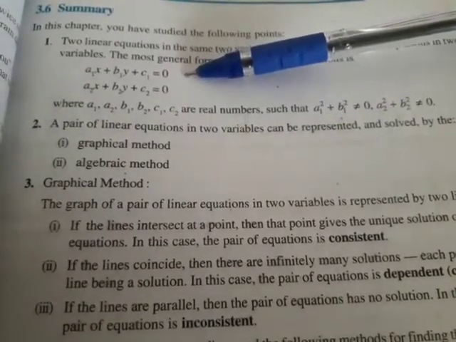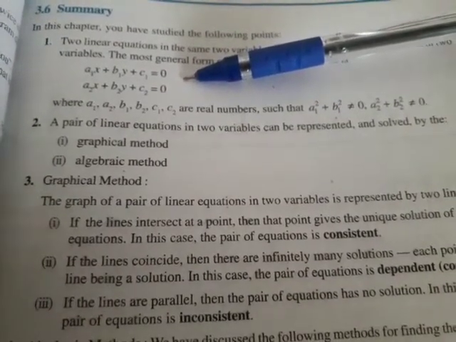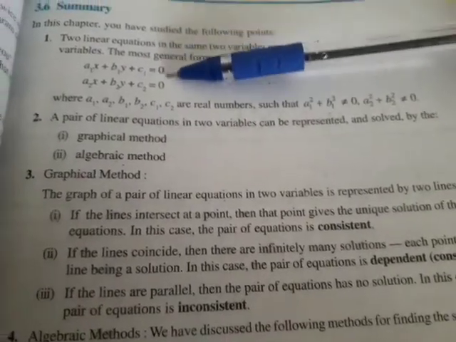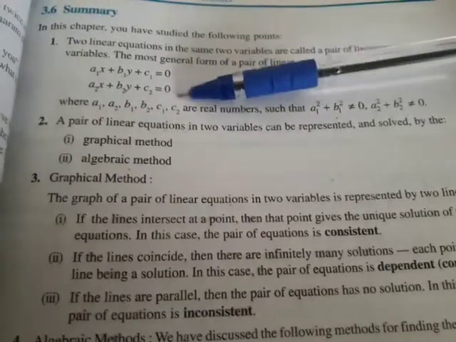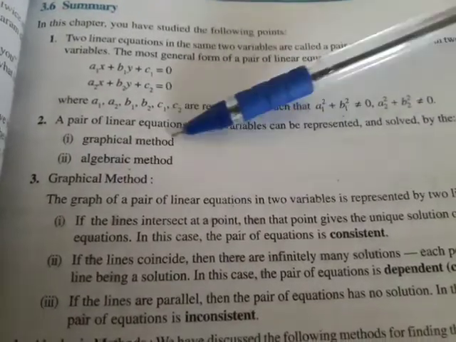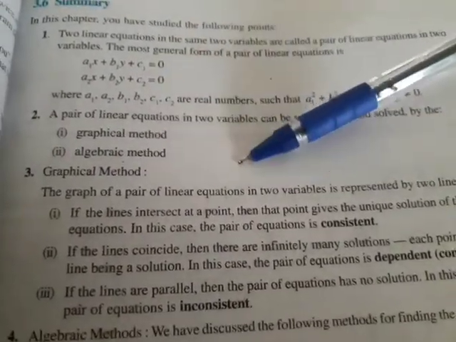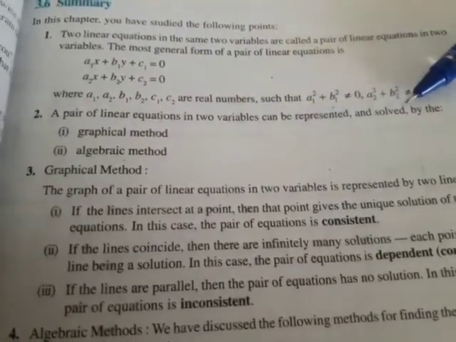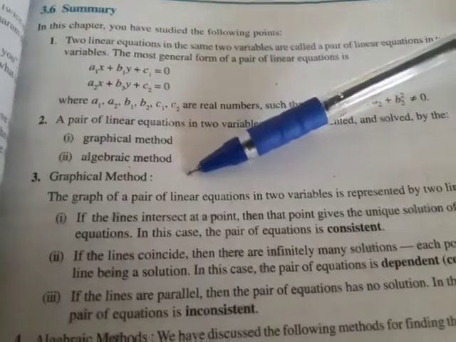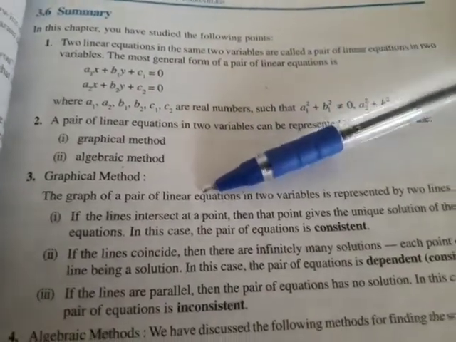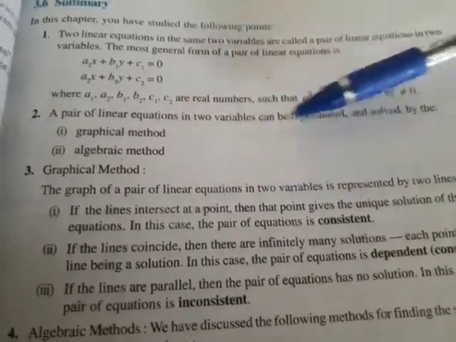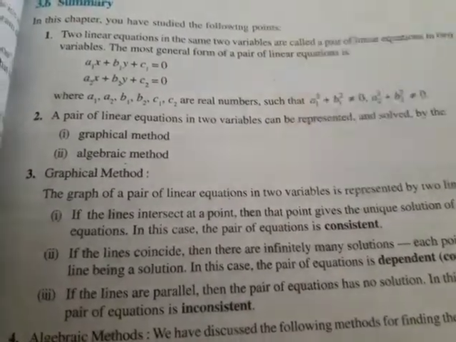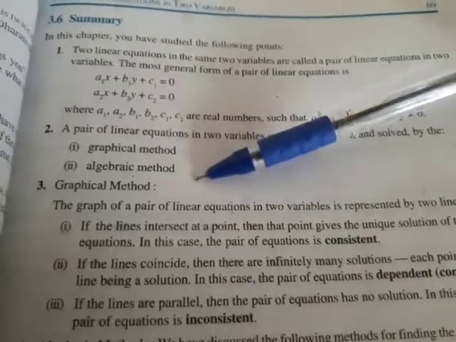As we express the quadratic polynomial as ax square plus bx plus c, right? The same way, the general form of expressing a pair of linear equations is this, right? Next, what are we going to learn in this chapter? A pair of linear equations in two variables can be represented and solved by the graphical method and the algebraic method. So we are going to learn two different methods of representing as well as solving this pair of linear equations: the graphical method and the algebraic method.